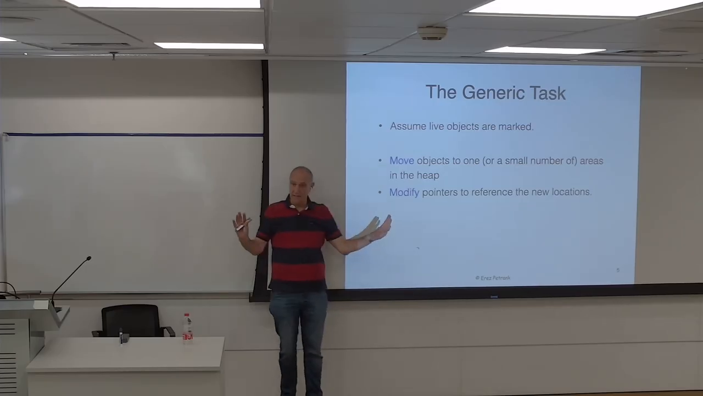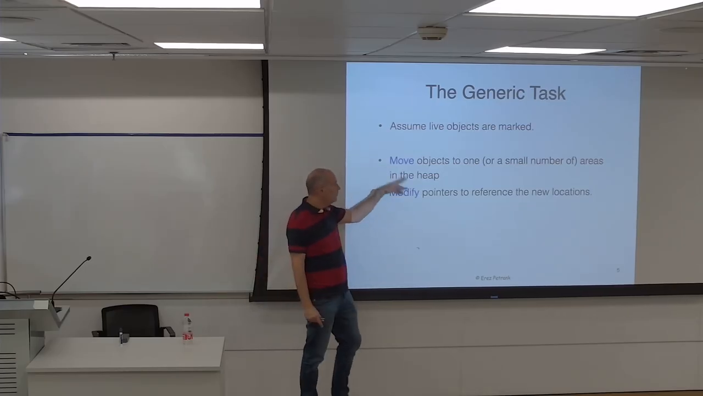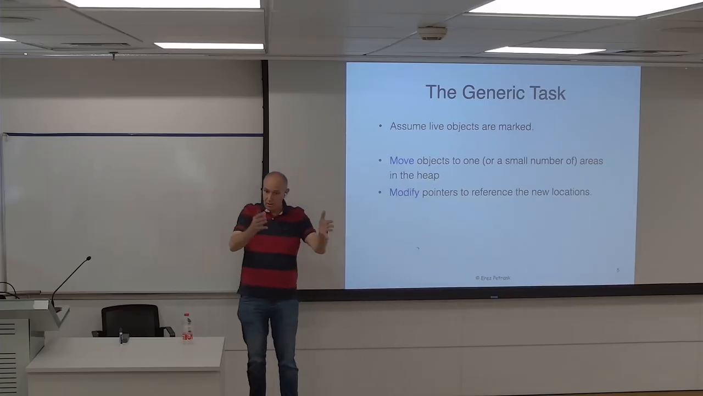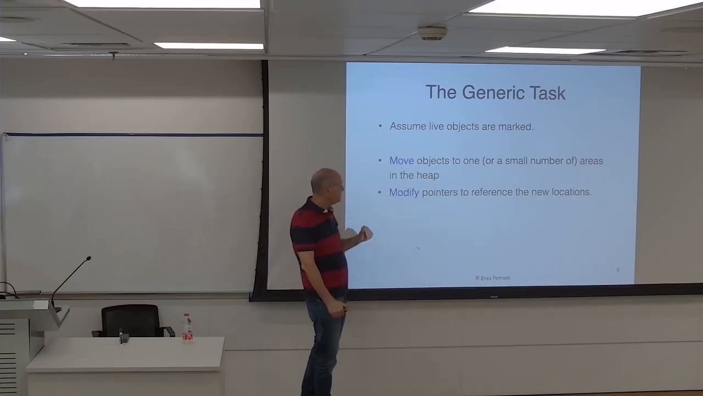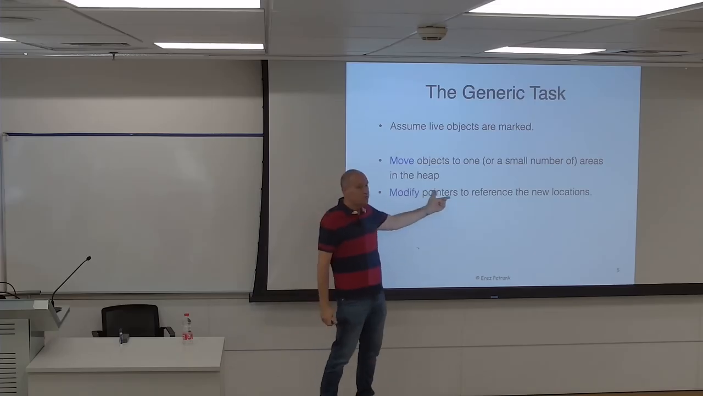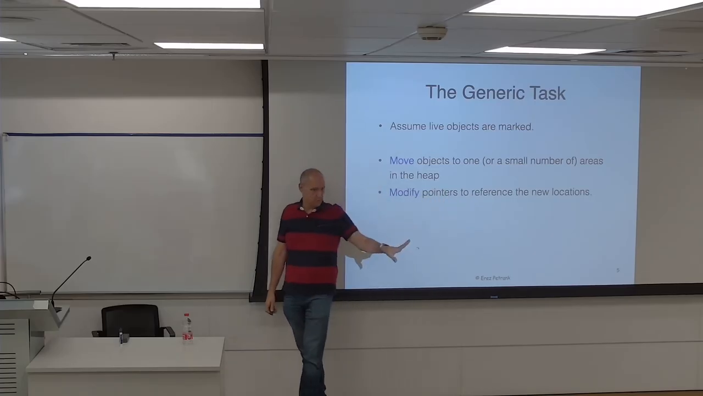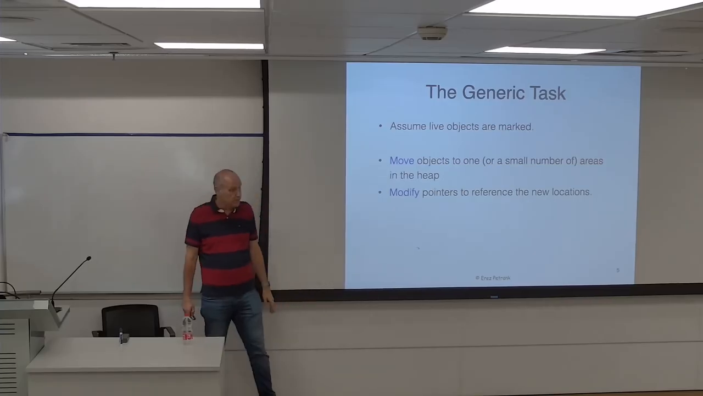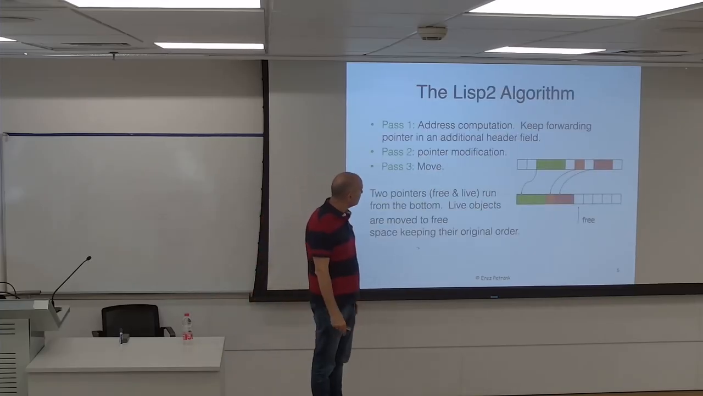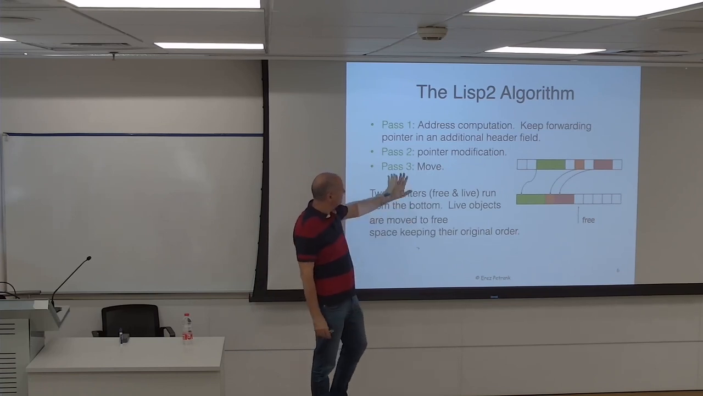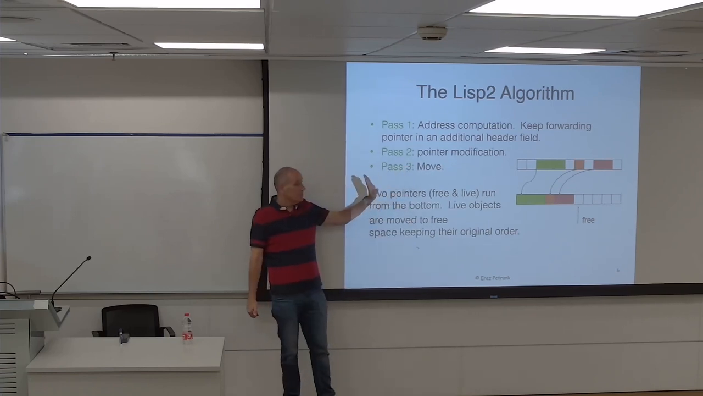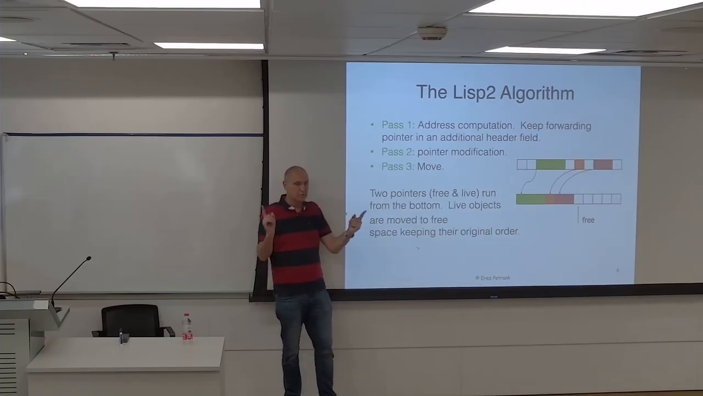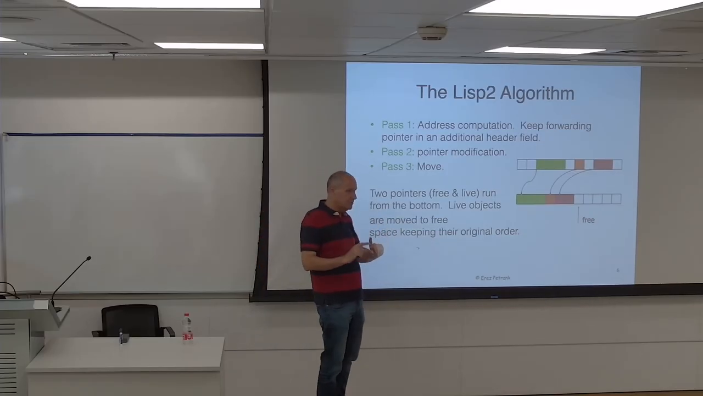Remember, the generic task is that we have to move all the objects to the beginning or to some small number of piles of objects, and we want to modify the pointers. So it's important to modify all the pointers because objects move. So we need to do that. So we talked about the Lisp 2 algorithm. We talked about the two-finger algorithm, which is very simple.